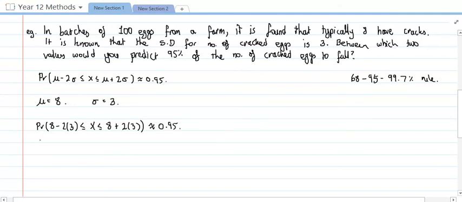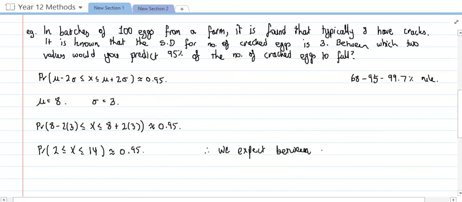So then it's just a matter of figuring that out. That is the probability that, now 8 minus 6 is just 2, is less than or equal to x less than or equal to, and that's 8 plus 6, which is 14, is approximately equal to 0.95. So therefore, we expect between 2 and 14 cracked eggs (95% of the time).